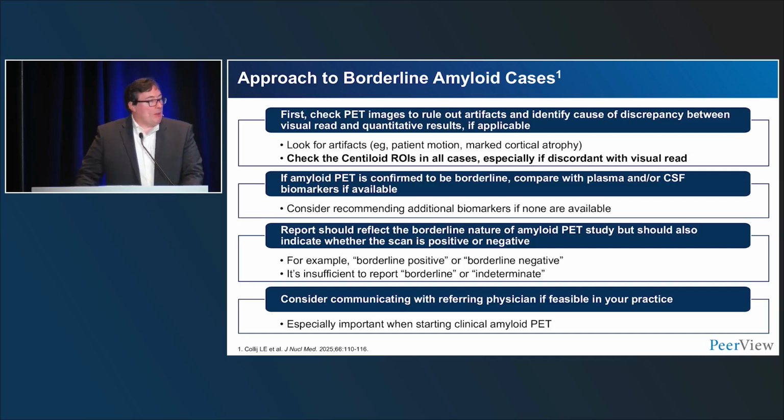If you think the amyloid PET is borderline, if patients have biomarkers, plasma or CSF, it's worth reviewing them. Those can have errors, so don't change your read to match the biomarker, but it can help support it. I typically don't do this in my practice, but depending on who refers, it's not unreasonable, if you think a case is really borderline and it's right at the edge of positive and negative, to consider additional testing as an option.